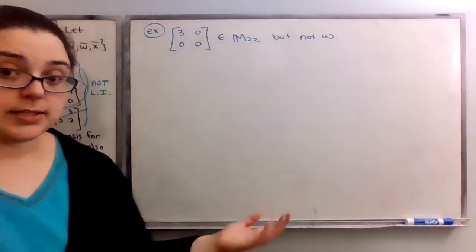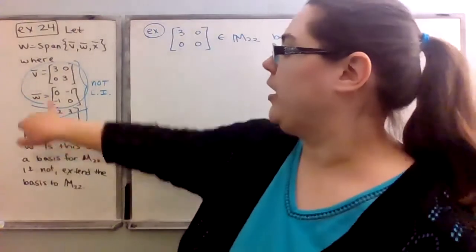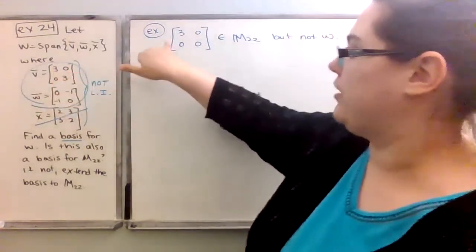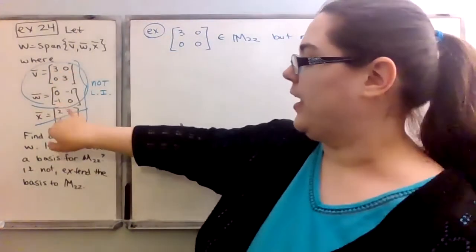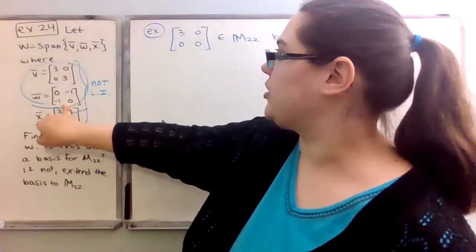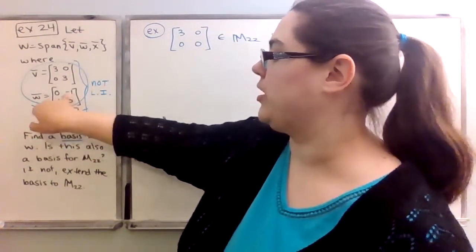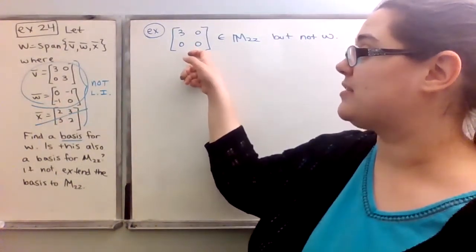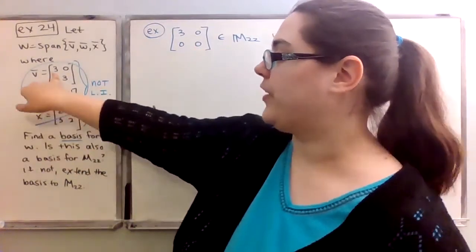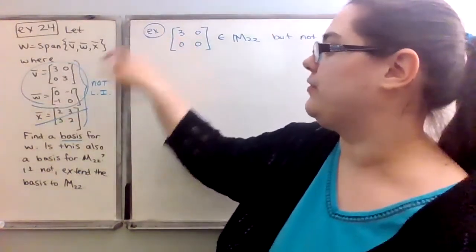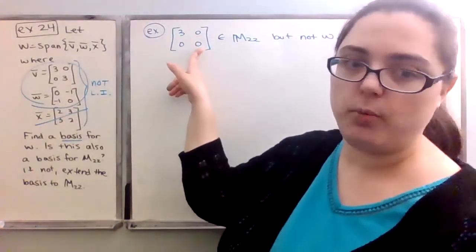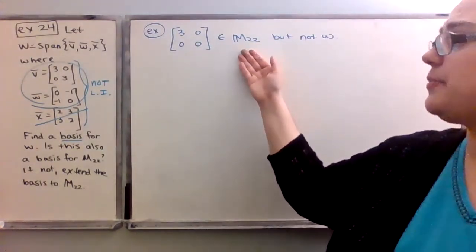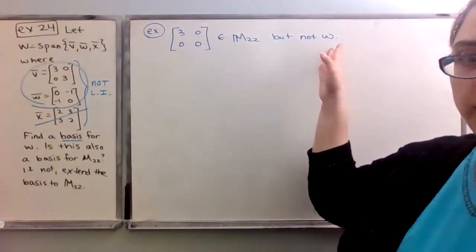I know it's not going to be in W because if I look over here, I need to have some of V in order to get this 3 in the top left. And then I'm going to need W. Well, actually, I want 0W because I don't want anything in those coordinates there. So really, the only vector I have to play with to try and get this matrix is V. But if I take one of V to get a 3 in the top left, I'm going to get a 3 in the bottom right, and there's no way to get rid of it. So here's an example of something that is in my space M22, but which is not in W.